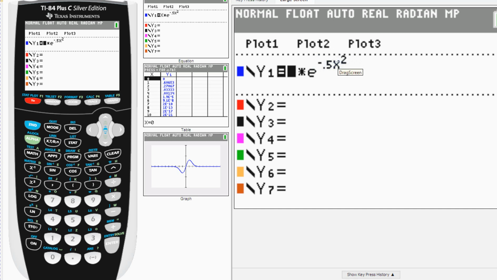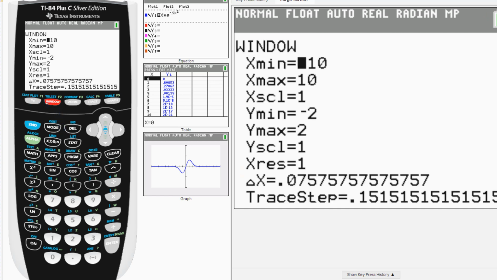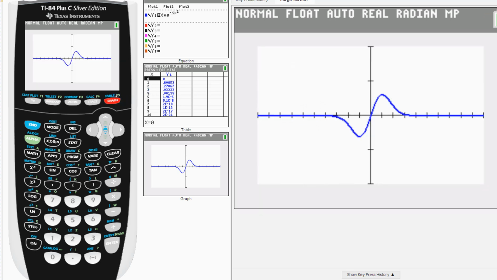And if you'll remember, my max and mins were 0.61 and negative 0.61. And so I adjusted my window. I go here to hit my window key. And since I knew my max and mins are real small, I could probably have gone smaller than this, but I left my 10 and my negative 10 for my standard window. But I made my y minimum a negative 2, my y maximum a positive 2, because I know my min and max are very small. Then I hit graph, and it'll pop up the graph. And so there's the graph of the function.